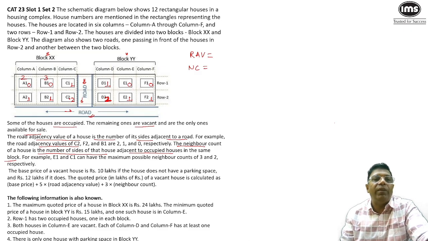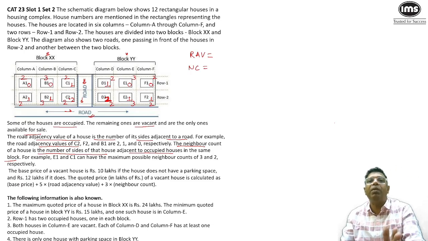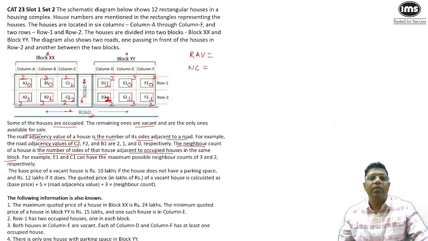B1 can have 3 neighbors. C1 can have 2 neighbors. A2 could have 2 neighbors. B2 could have 3 neighbors. C2 could have 2 neighbors. That's maximum. Actual, how many will be there? That we will come to know. In case with D1, you got 2 neighbors. E1 got 3. F1 got 2 neighbors. 2 neighbors, 3 neighbors and 2 neighbors. So this is how you can have the maximum number of neighbors that one can have.